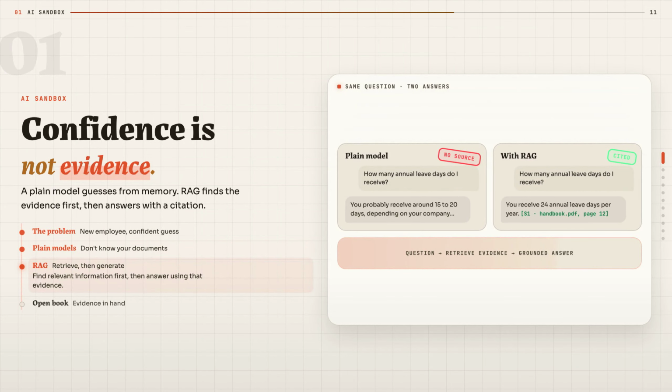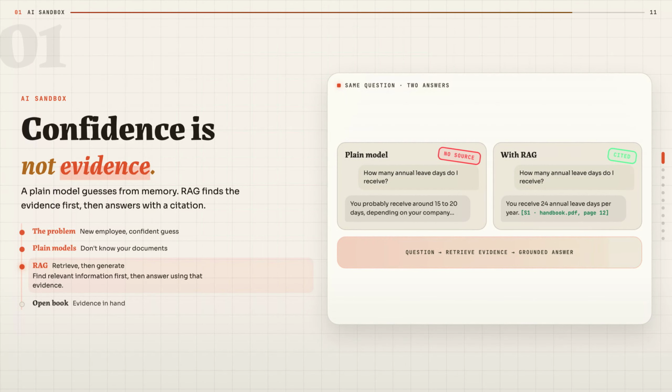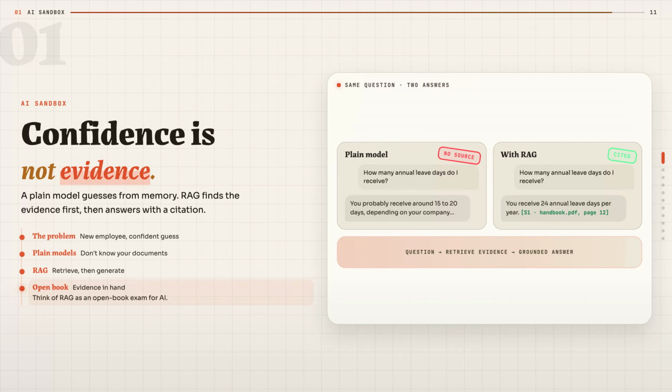Retrieval-Augmented Generation fixes this. It first finds the relevant information and then asks the AI to answer using that evidence. Think of it as an open book exam for AI.